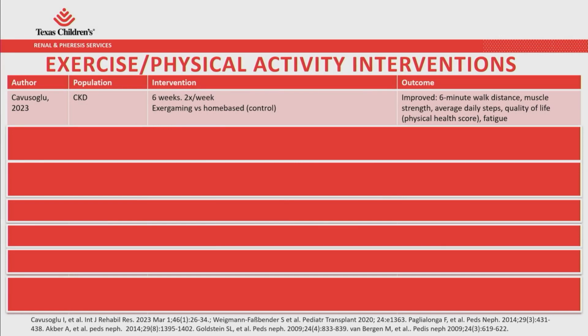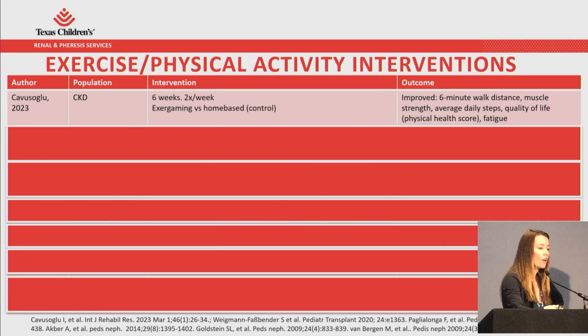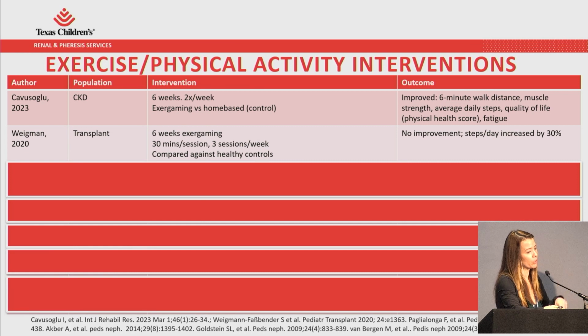Okay, now I'm going to go into these 7 intervention studies published to date, at a really high level. The most recent one is a 2023 article in the CKD population, a 6-week intervention 2 times a week, and it was exergaming, so like video games but with movement, or home-based controlled. We found that it improved quality of life metrics and functional metrics. This 2020 article in transplant patients was also an exergaming intervention.